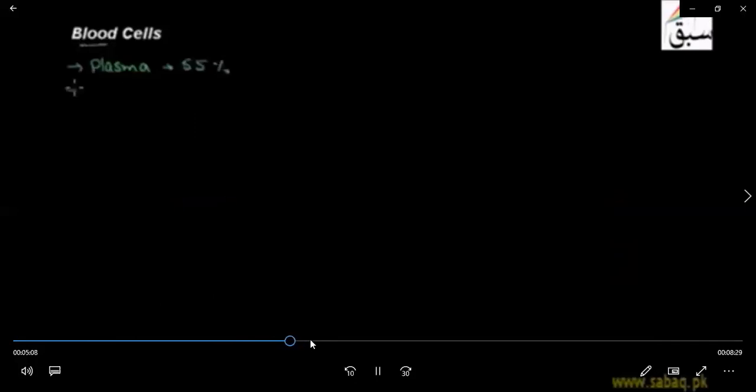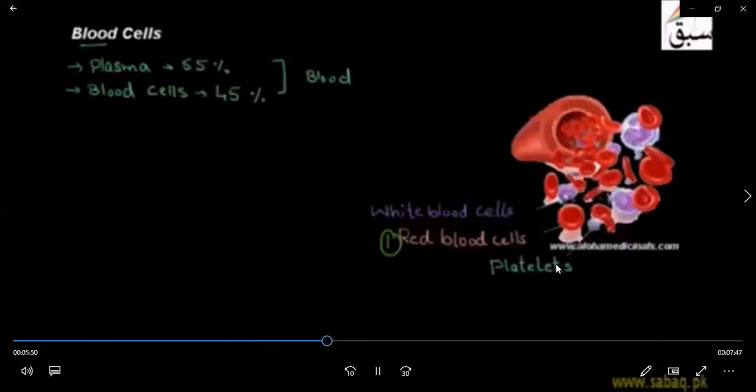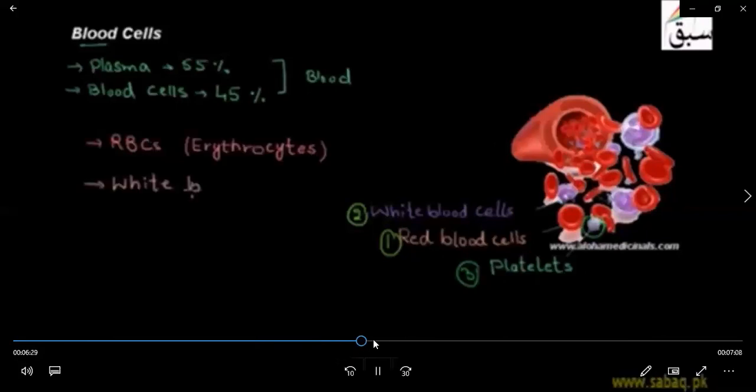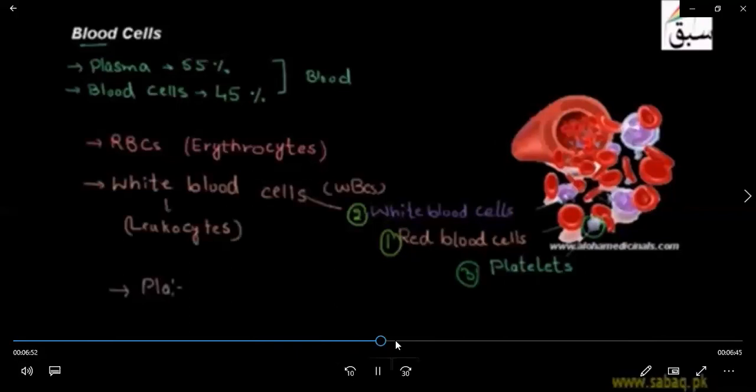Plasma is 55%, as I told you before. Blood cells are 45%. This is the diagram showing all three kinds of cells. Now, there are other names that we use. Red blood cells are also known as erythrocytes, while white blood cells are also known as WBCs or leukocytes. And the third one, platelets, is also known as thrombocytes. They are further divided into other types that we will discuss when we talk about these cells separately.